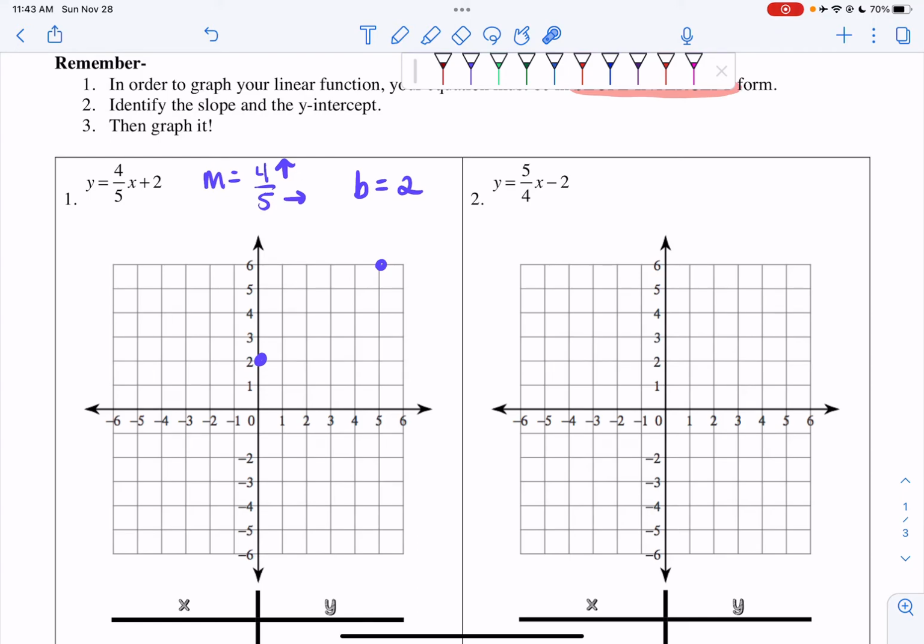I go back to my y-intercept, and I'm going to go down 4 and left 5. So 1, 2, 3, 4. 1, 2, 3, 4, 5. And I plot a point at -5, -2. And now that I have my points plotted, I can connect them using a line.